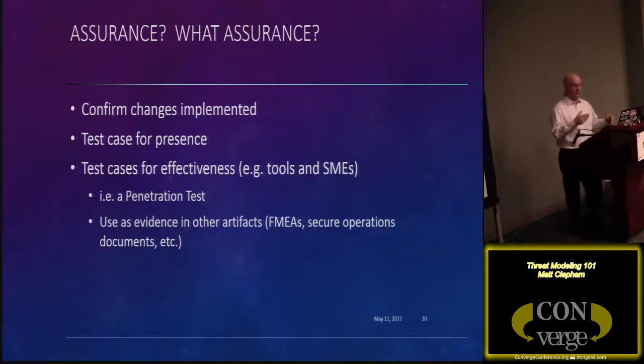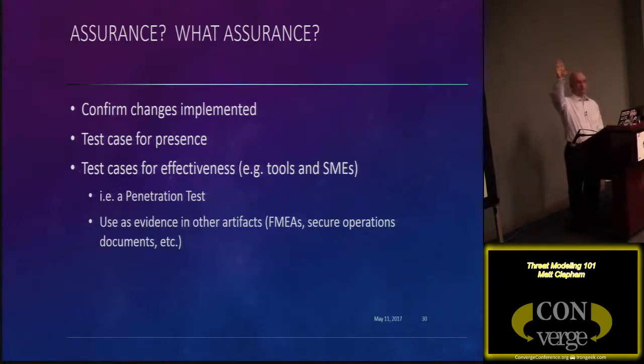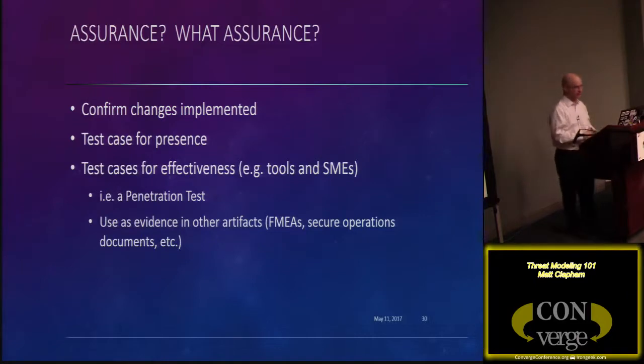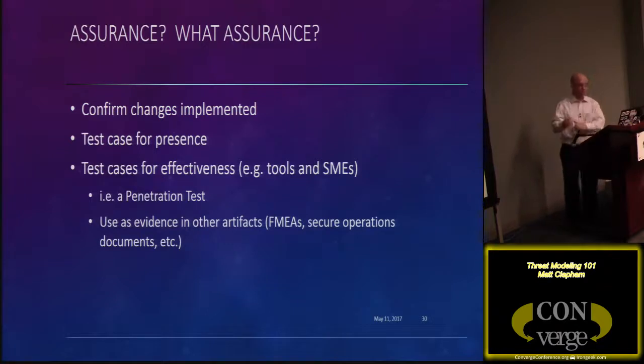You can also use it as evidence for other artifacts. How many of you have ever worked on something that has a failure modes effect analysis? Well, a couple of you? Okay, great. In the devices world, it's very common. But you can actually take some of the evidence and use it in other artifacts. Or you can say, hey, some of those things that we identified as part of the threat model actually turn into failure modes elsewhere. It also becomes guidance for your secure operations team, right?